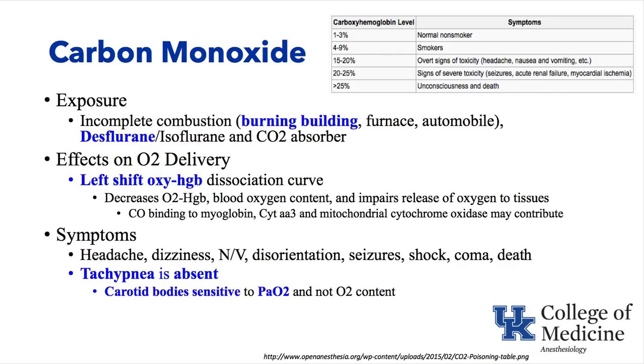Normally, carbon monoxide levels are less than about 3% unless you're a smoker. 4 to 9% can occur in smokers. When we start getting up levels of carboxyhemoglobin of 15 to 20%, you can have overt signs of toxicity like headache and nausea and vomiting. And when it gets very high, you can get seizures and unconsciousness and death.